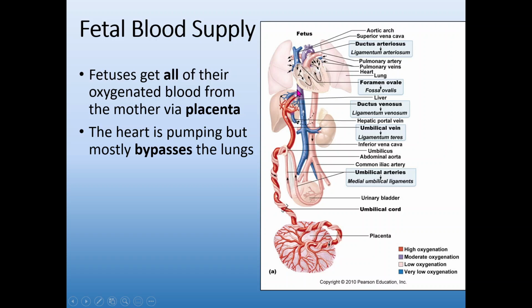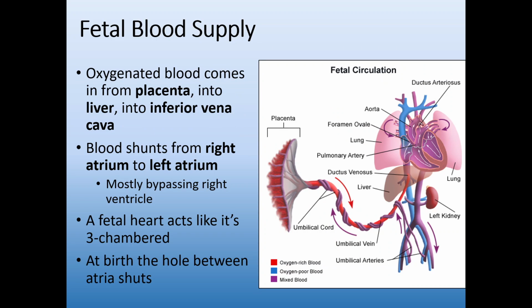That partially oxygenated blood is sent up to the heart, follows this normal pathway up towards the right atrium, and then it doesn't need to go into the lungs, so it doesn't need to follow the normal pathway through the heart. I got a little ahead of myself here. Here's the part about the liver and the inferior vena cava. So it gets sent into the right atrium. That's our normal entry point.